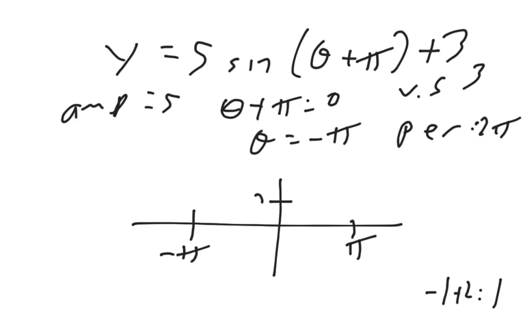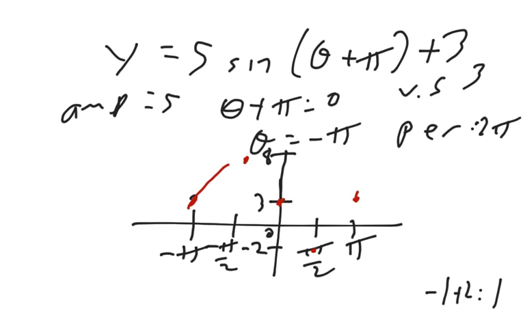Since the middle was 3, my maximum should be 8, and my minimum should be -2. For a sine graph, well, 0 is right in the middle, -pi over 2, and pi over 2. We start in the middle, and sine goes up first, then back to the middle, down to the bottom, and there is my sine graph.